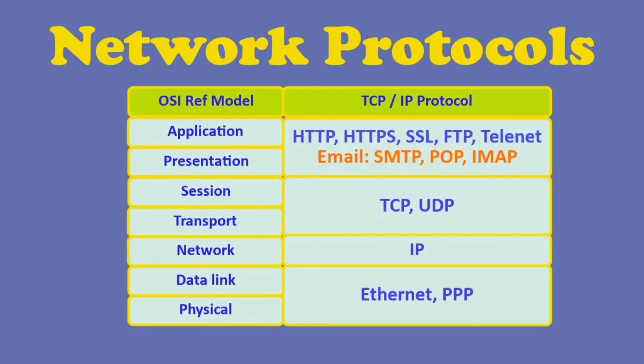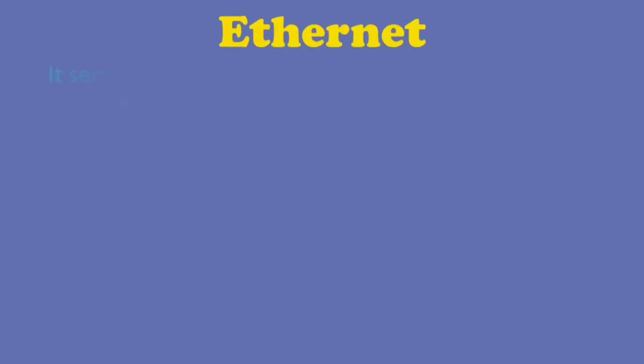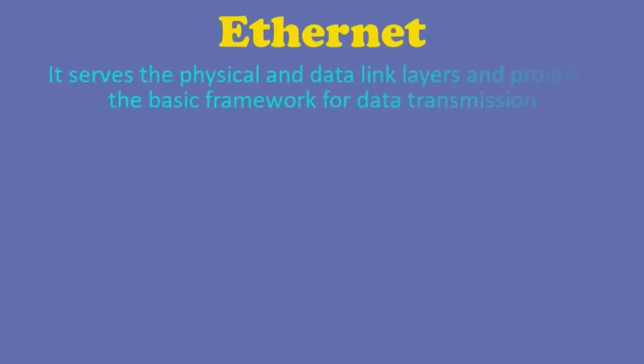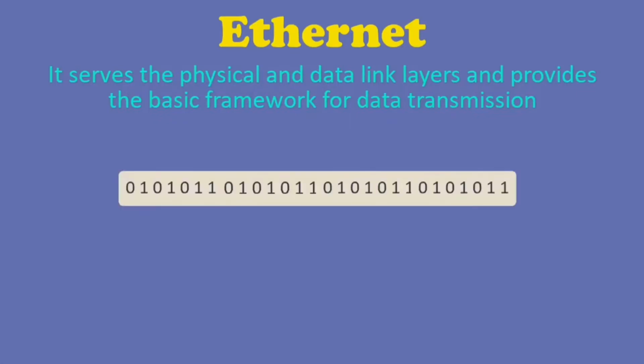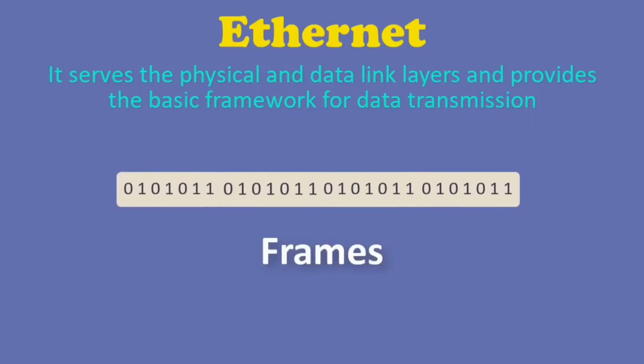First is Ethernet. Ethernet is the most important for LAN communication, and it serves the physical and data link layer. It provides the basic framework for data transmission. It divides a stream of data into shorter pieces called frames.